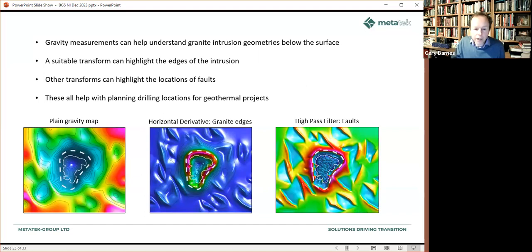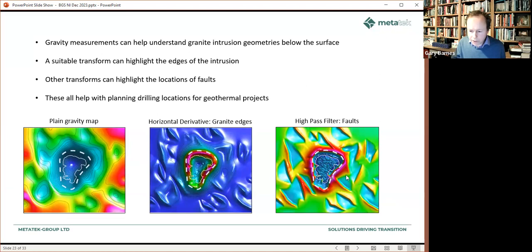So there are other transformations that can be applied, and the other one I wanted to show you was a simple high-pass filter. The high-pass filter removes the long wavelength trends in the gravity field and highlights the shorter wavelengths, so the more things that are changing more abruptly. You remember in the geological model, there was not only the granitic pluton, but also a lot of faults that were added to that model.